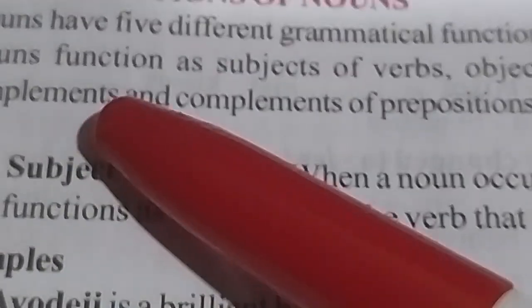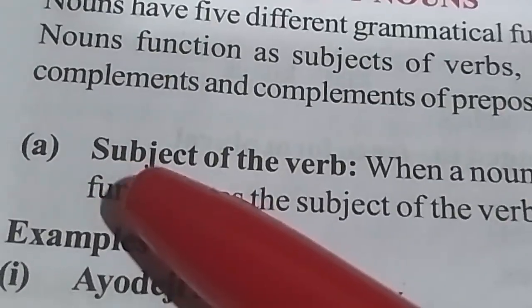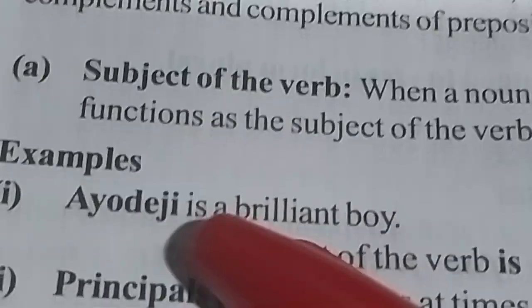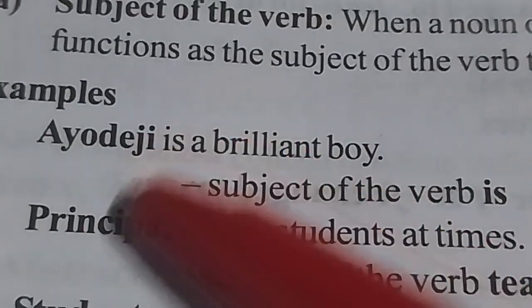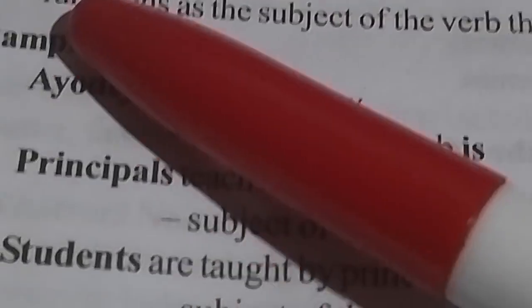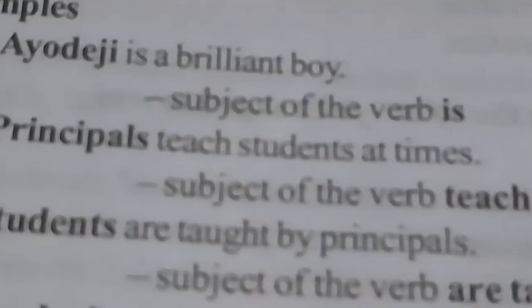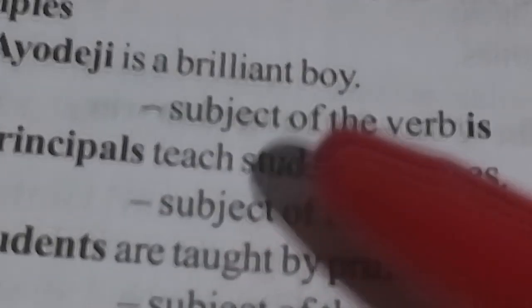That's all we are studying today, functions of nouns, and we are looking at subject of the verb, which are these ones. They are subjects of the verb, and they are the functions of this verb. These subjects here, function of these verbs used. Without these subjects, we cannot use these verbs. So the functioning of these verbs are these subjects used. That's the simple meaning.